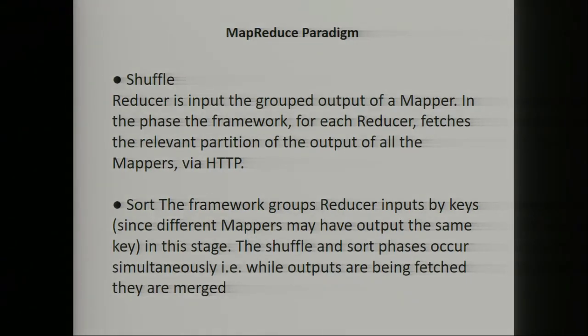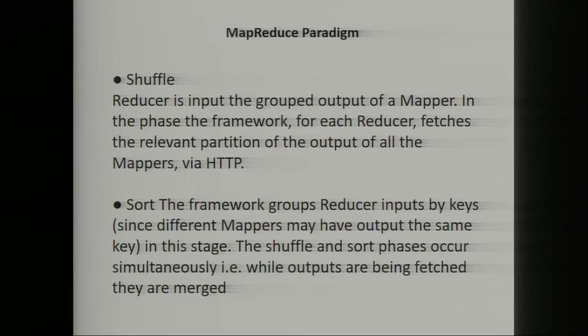Sort: the framework groups reducer inputs by keys, since different mappers may have output the same key in this stage. So the outputs from different mappers, we need to sort and pick up. The shuffle and sort phases occur simultaneously; that is, while outputs are being fetched, they are merged. This is very interesting: from different nodes, as it is shuffling, it is sorting. Both happen simultaneously and you get the intermediate results.